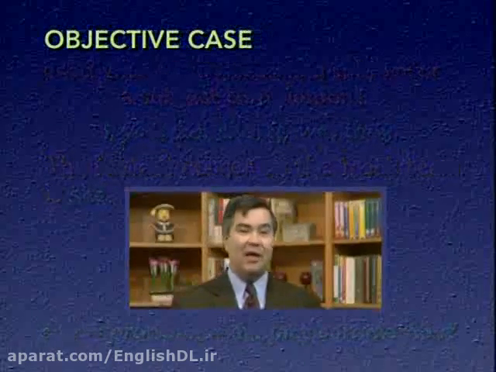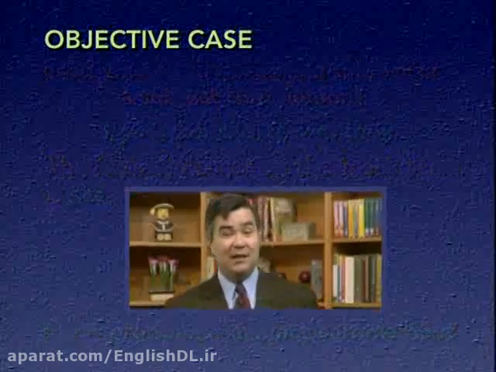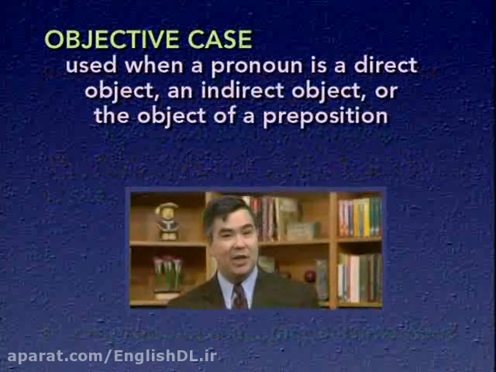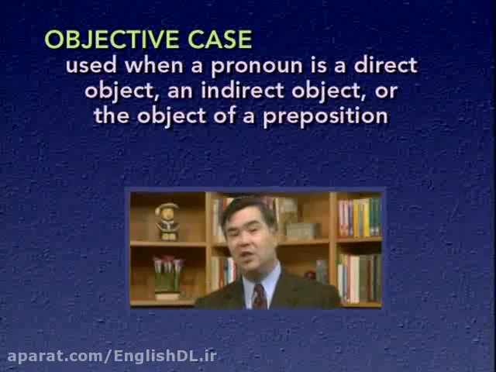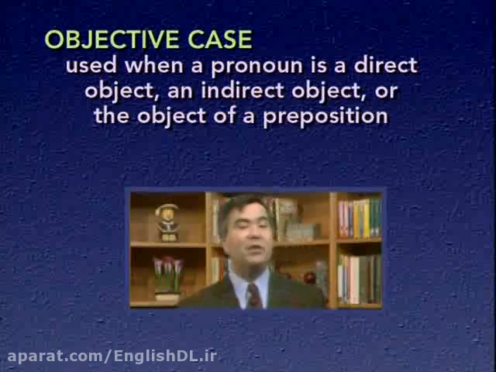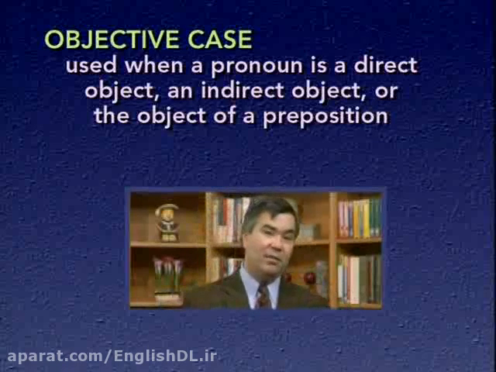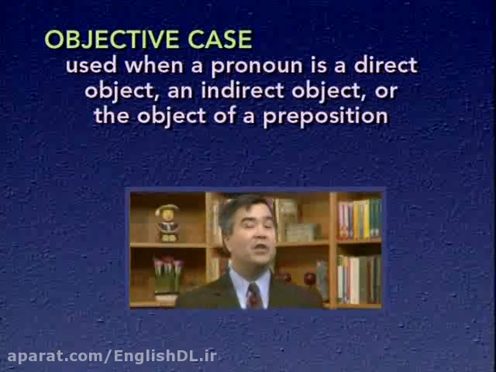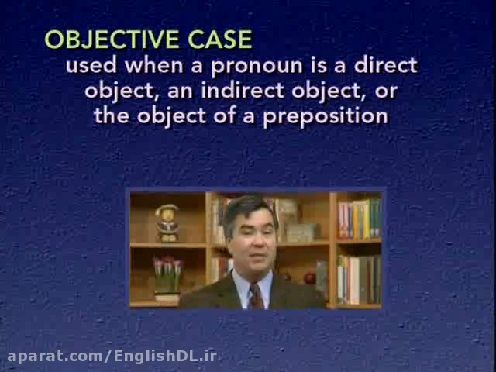The second pronoun case is the objective case. The objective case is used when a pronoun is a direct object, an indirect object, or the object of a preposition. Now you'll recall that in a sentence, a direct object receives the action of the verb. Not all verbs have direct objects. Only certain types of verbs, known as transitive verbs, may have direct objects.